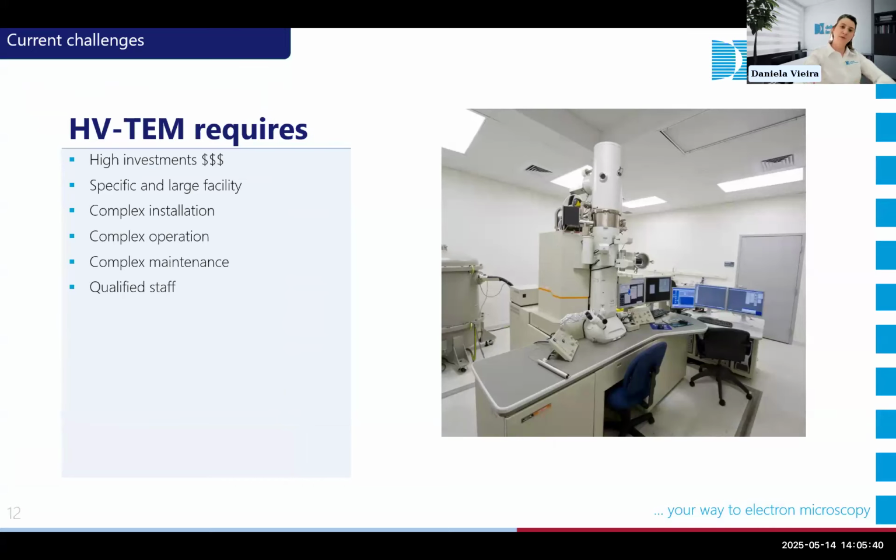High voltage TEM systems also require high investments, a specific and large facility, complex installation, operation, and maintenance, and qualified staff. In our picture, we can see a standard high voltage TEM system. Two things that I want you to observe here are the entire room for the equipment, then the cooling system behind the microscope, which is mandatory for high voltage TEM systems, and also the anti-vibration platform. So it's a complex installation and a complex room to have your high voltage TEM system.